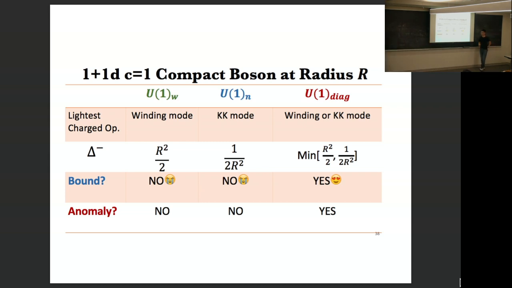Similarly for the momentum number. However, if you look at the diagonal U1, then the lightest charge operator is either the lightest winding mode or the lightest KK momentum mode. And the scaling dimension of this operator will be the minimum of these two quantities, which does have an upper bound.